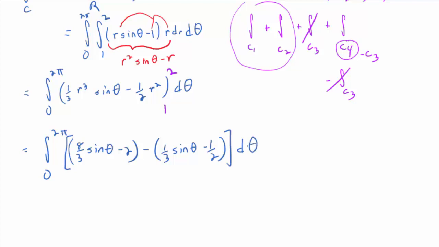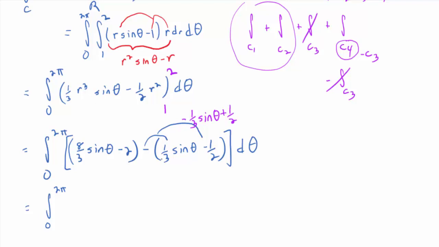Everybody with me? We do have like terms, don't we? So I recommend distributing that minus, getting the signs together, getting the constants together and making your life easier before you try to integrate. So integral 0 to 2 pi. Okay, if we distribute this, it actually becomes minus 1/3 sine theta plus 1/2 here.